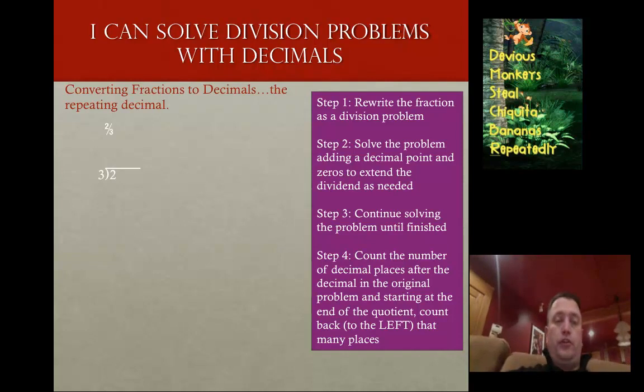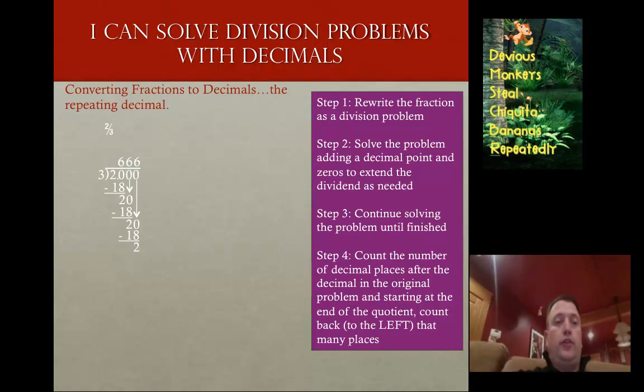All right? So let's take a look at this. So 3 goes into 2. No, it doesn't. I'm going to put a decimal and a 0. 3 goes into 20 6 times. I subtract 18. I get a 2. I add a 0. Makes it 20 again. 3 still goes in there 6 times. I subtract. I get that 2 again. I'm going to extend it again. 3 still goes in there 6 times. 18. And this will just keep going on and on forever. That's why they call it a repeating decimal.